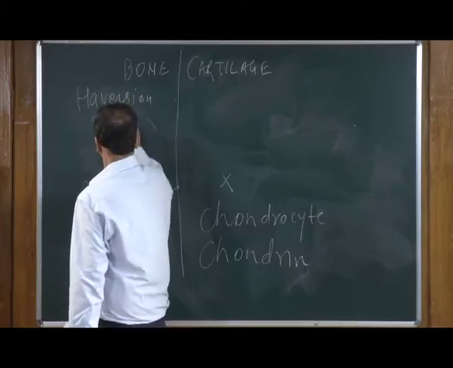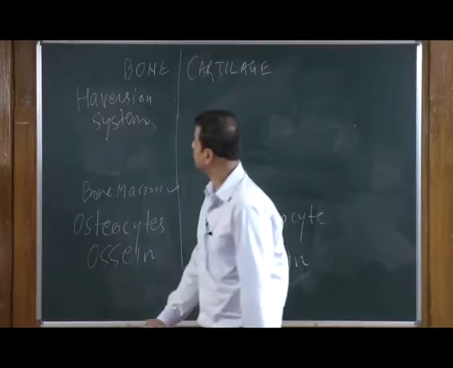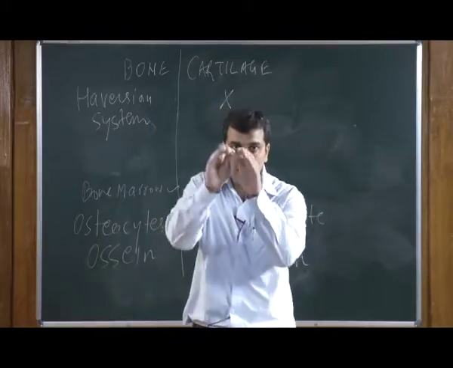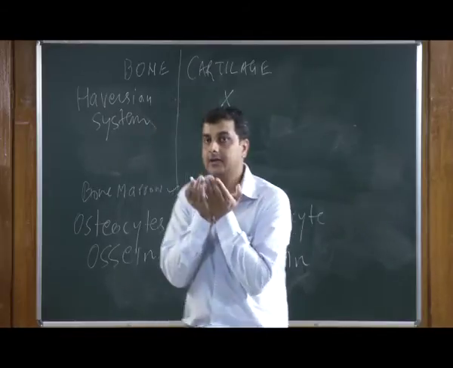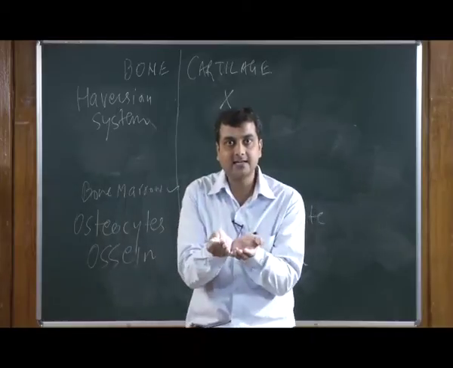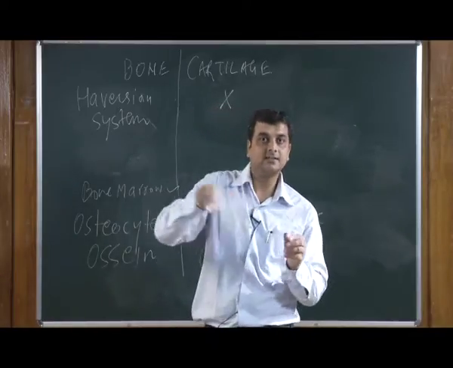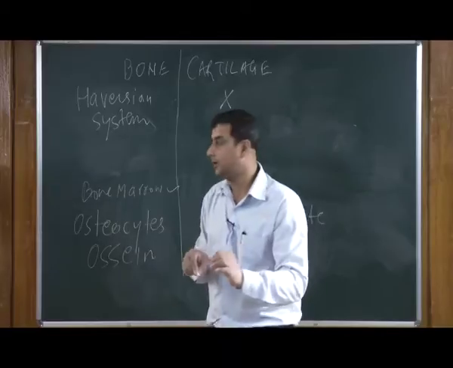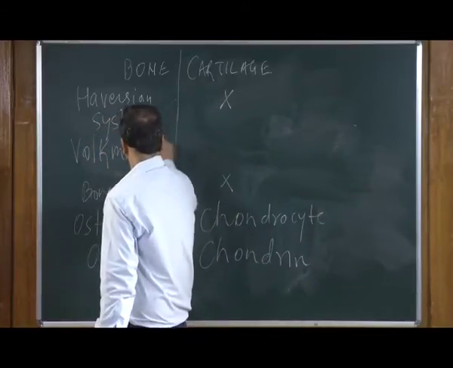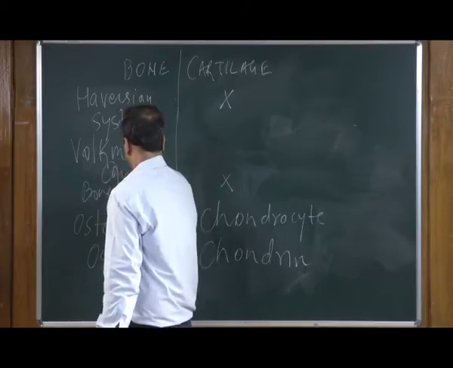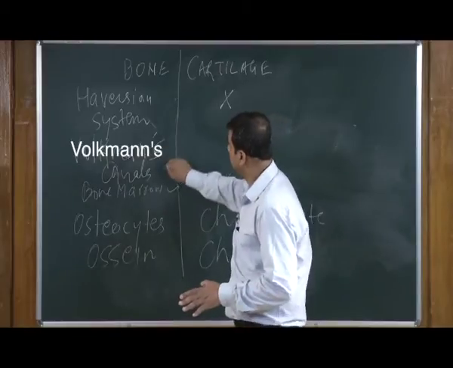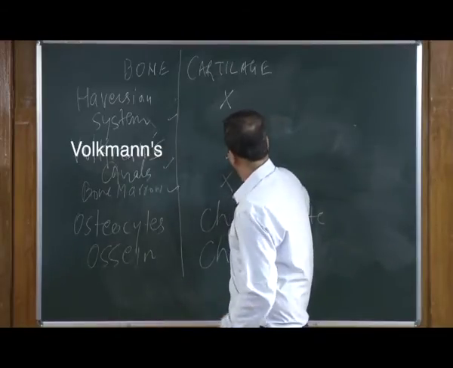Haversian system. Now, this Haversian system is absent in case of cartilage. So, there is no concentric arrangement of the cells in case of cartilage, while in bones you have a very specialized kind of system with a concentric arrangement of the cells. Now, this canal is very important, it is called Volkmann's canal. Volkmann's canals are also present in bones, while they are absent in cartilage.